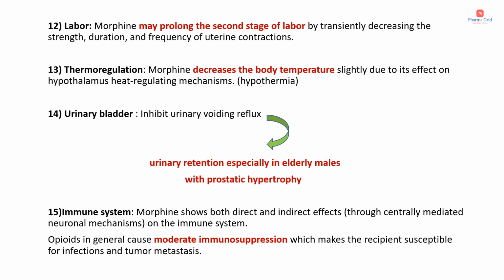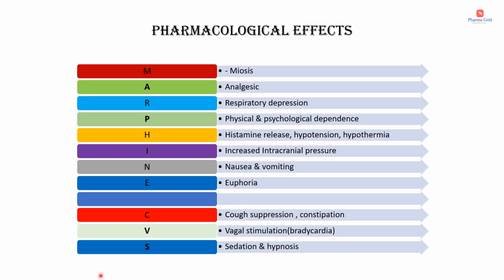Then coming to the immune system, morphine shows both direct and indirect effects on the immune system through centrally mediated neuronal mechanisms. Opioids in general cause moderate immunosuppression, which makes the recipient susceptible to infections and tumor metastasis. So in this slide, you can see a summarization of the pharmacological effects of opioid drugs.